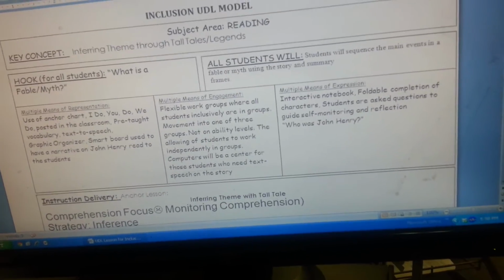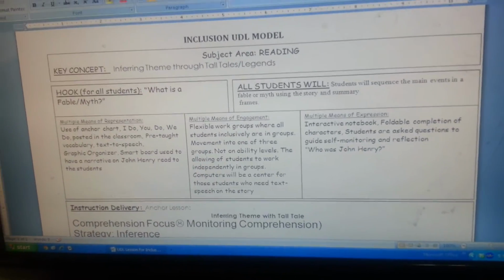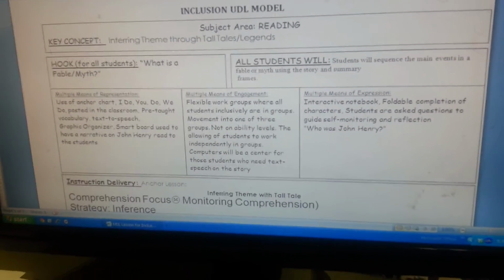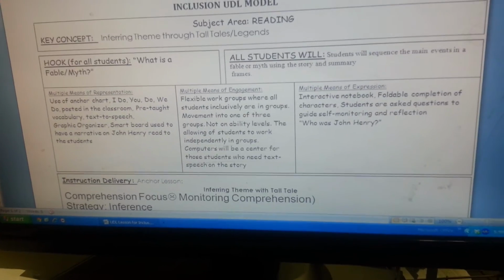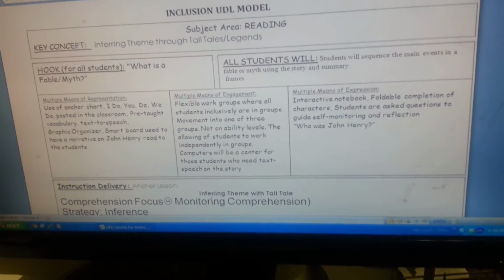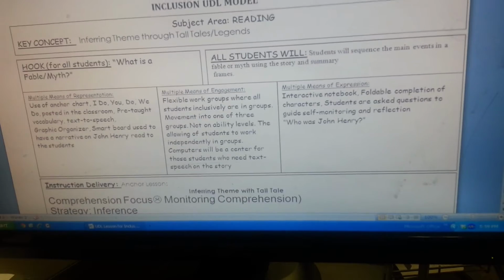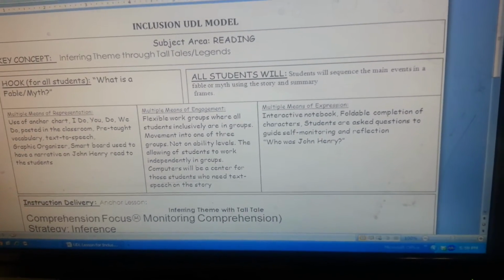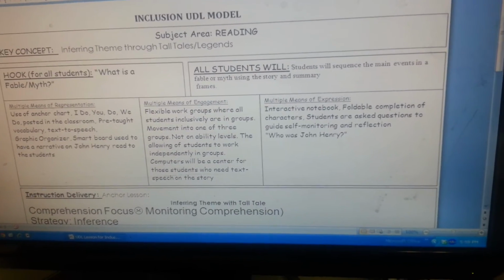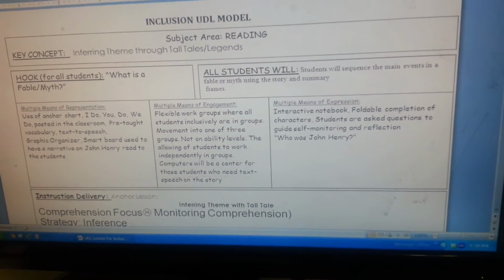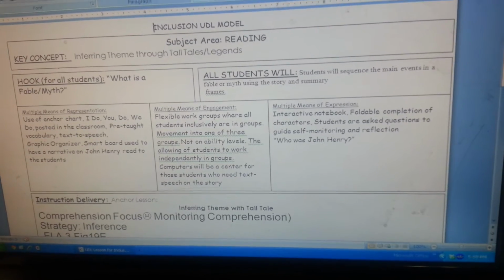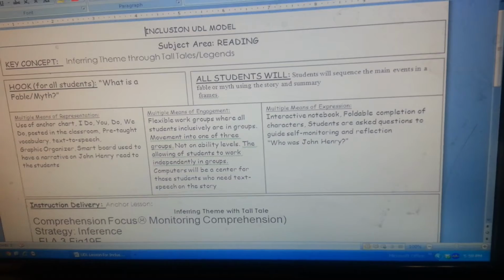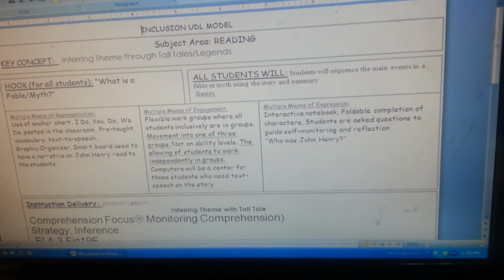These are the things that are essential in a UDL adaptive lesson in an inclusive model. I'm going to use an anchor chart. You've already seen my posted I do, you do, we do. You must also have pre-taught vocabulary and text-to-speech, which will be used for students who can't read the story. As a reteachable, they'll go to the computer to hear the story on tape and follow along as the words are highlighted. I'm also going to use the smartboard in introducing the narrative on the life of John Henry.